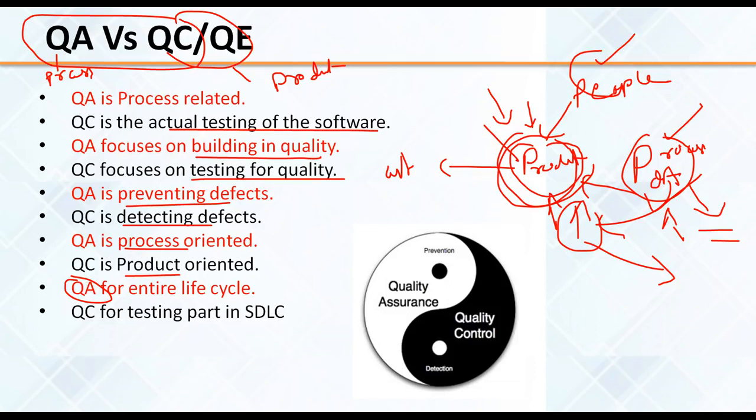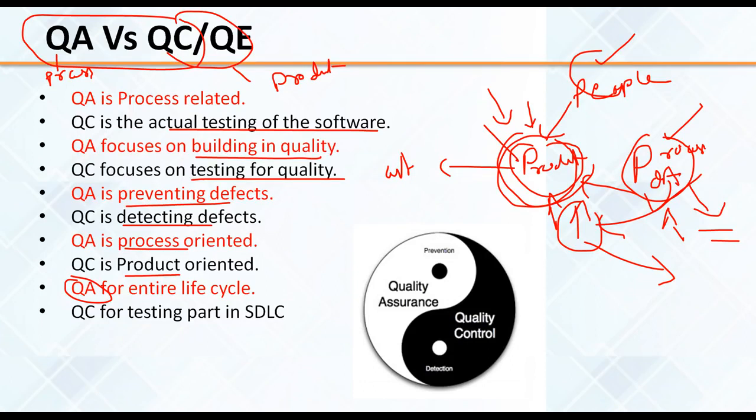So these are the differences between QA and QC. The main important thing is QA, quality assurance, is talking about the process. QC, quality control, is talking about the testing.